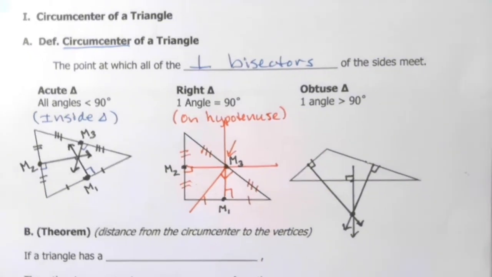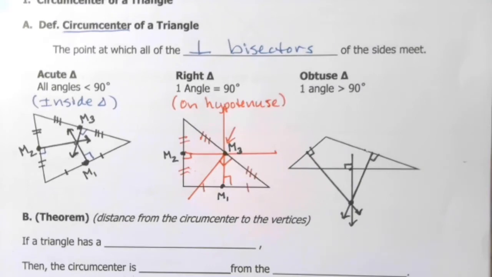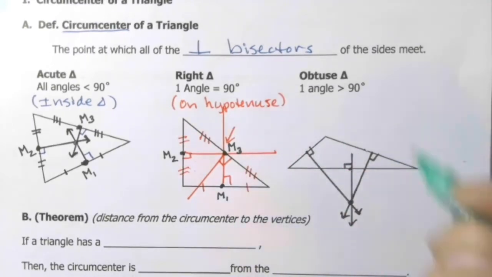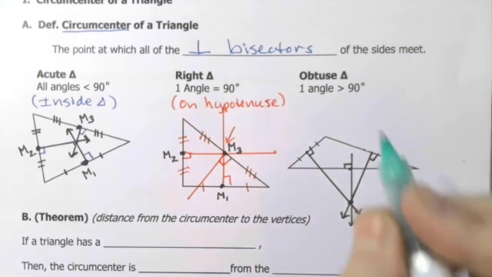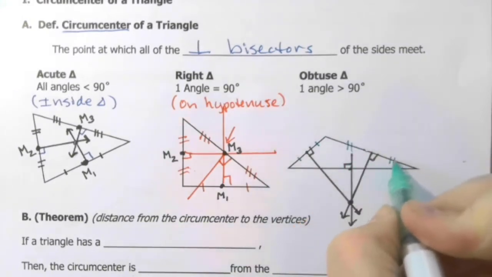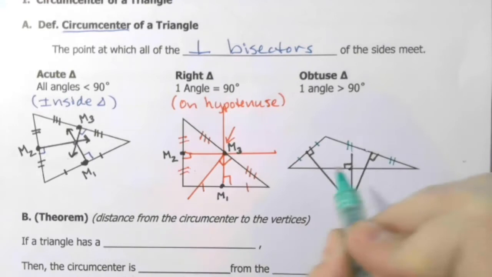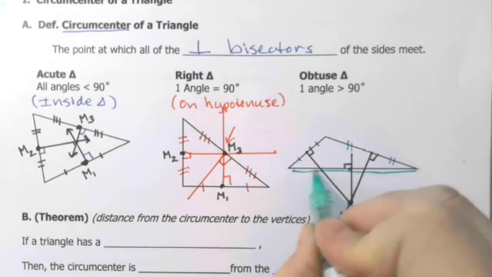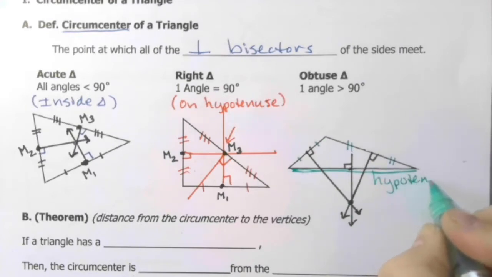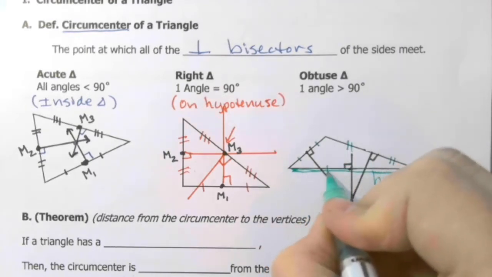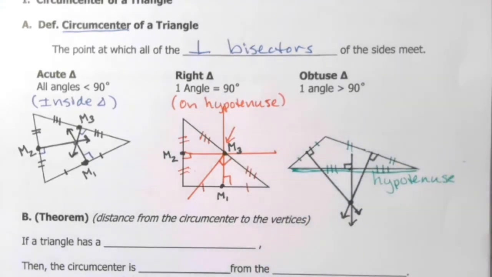Okay, the third type of triangle we're going to look at is obtuse. And I've already drawn the perpendiculars in. They are perpendicular bisectors, so those two segments are the same. These two segments are the same. And this is your hypotenuse here. So let's label that hypotenuse. And these two pieces are the same.